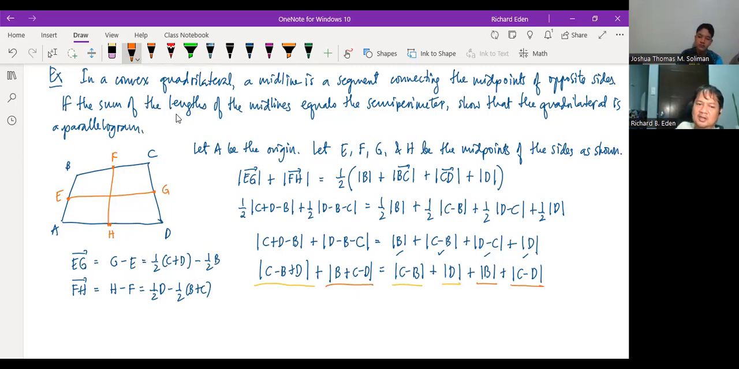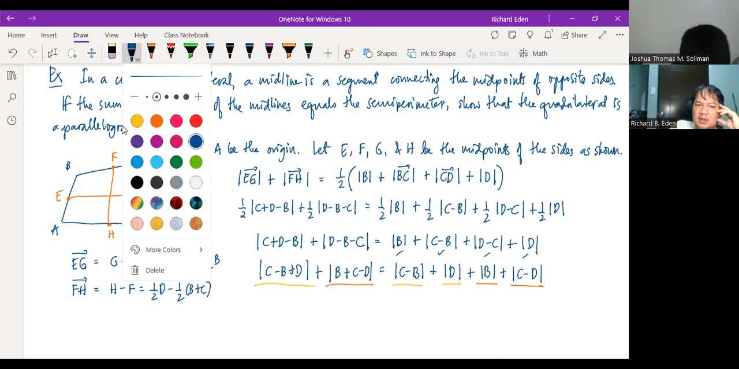Okay. Look at the terms underlined in yellow. Those are 3 vector lengths, the lengths of 3 vectors. What is true about those? If you look at C minus B plus D, hey, that's actually the sum of the two vectors on the right side, underlined in yellow.